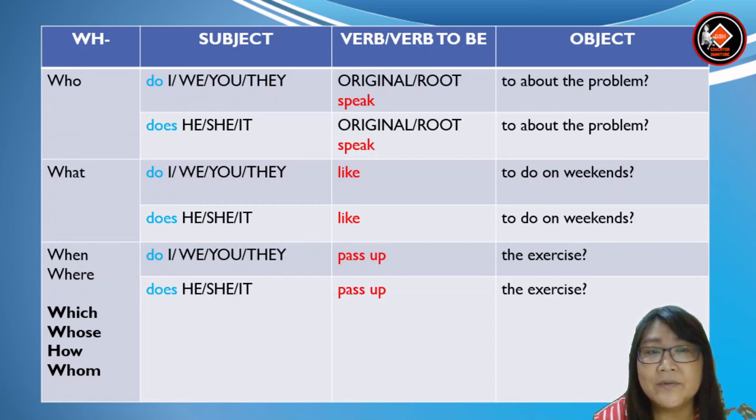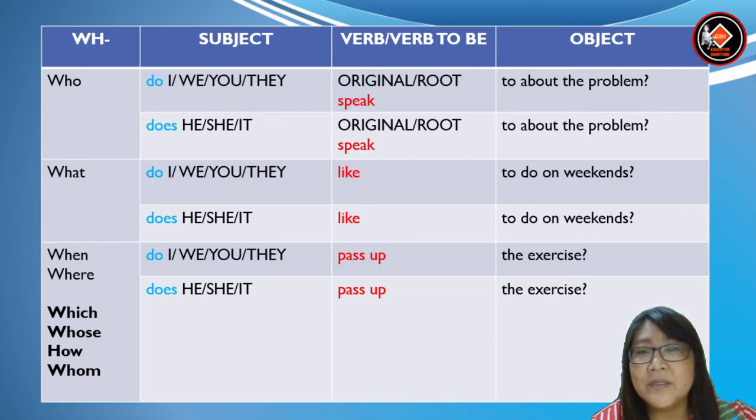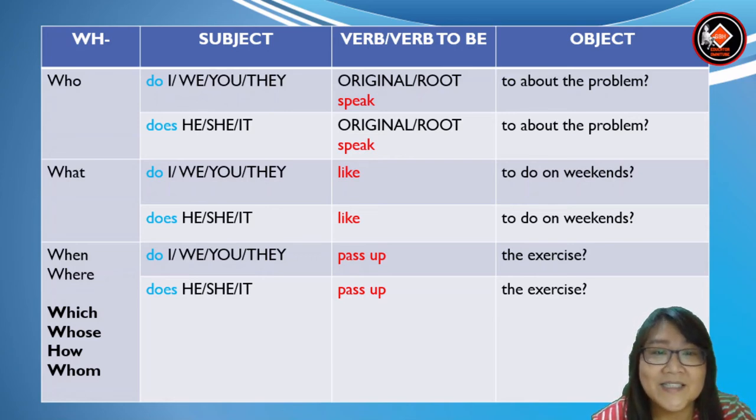And then let's look at when. For example, you have here, when do you pass up the exercise? Or where does he pass up the exercise? Or maybe you can use the other WH words, for example, which, whose, how, or whom. For example, here, how do they pass up the exercise? Or how does she pass up the exercise?